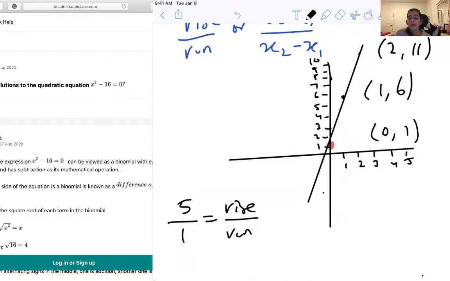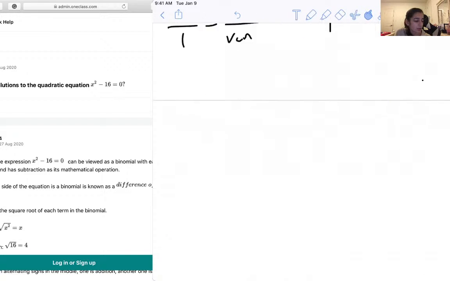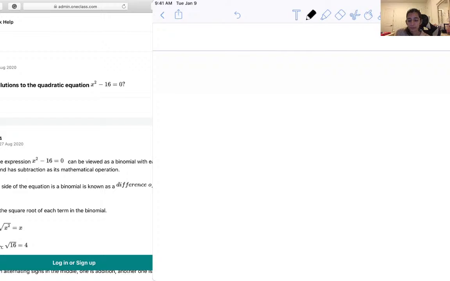What are the solutions to the quadratic equation x squared minus 16 is equal to 0? So we can do this a bunch of different ways. We can use difference of squares. We can use factoring. I like to use factoring, so we're going to use that to solve this equation. So x squared minus 16 is equal to 0. Or we can use difference of squares or anything.